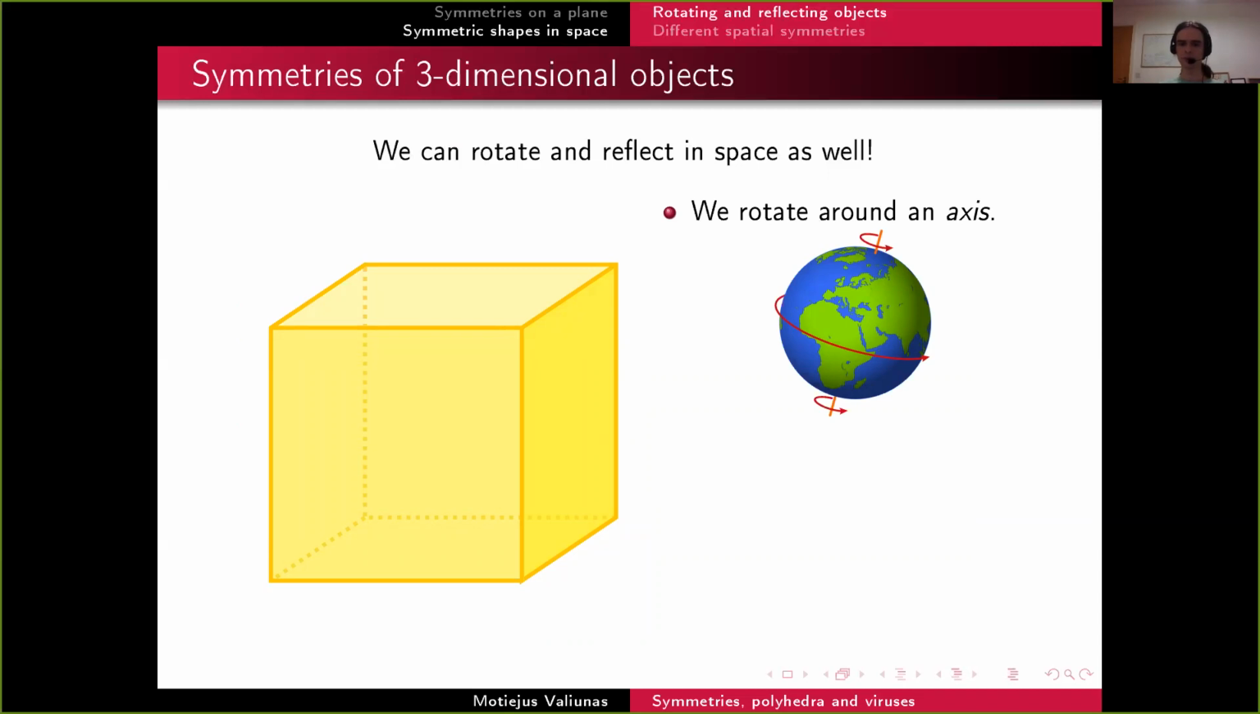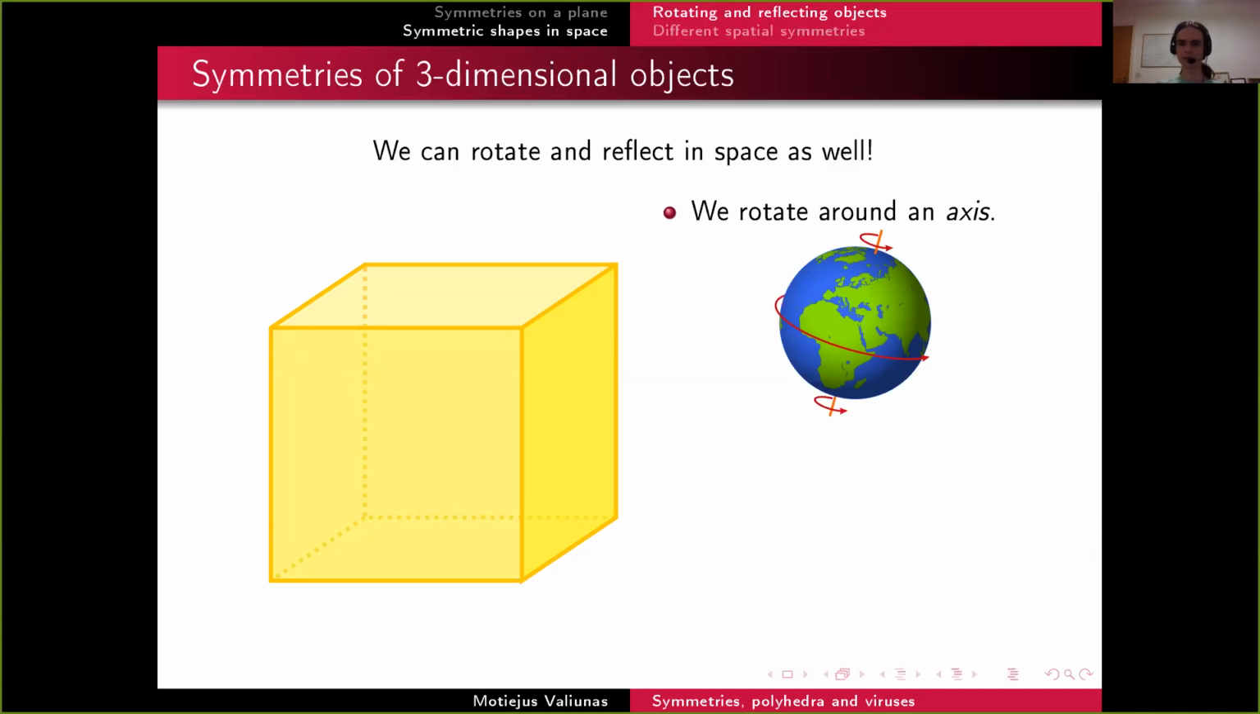Instead of rotating around a point, what we did in 2 dimensions, in 3 dimensions we rotate around an axis. That means around a line. And we can think about it as a rotation of the Earth. We know that it rotates once every 24 hours. It rotates around its axis.